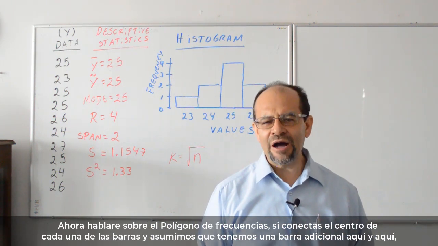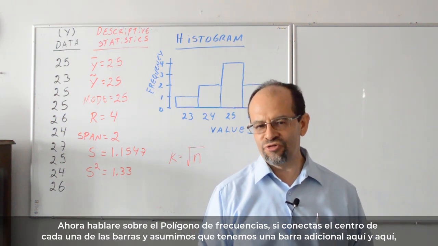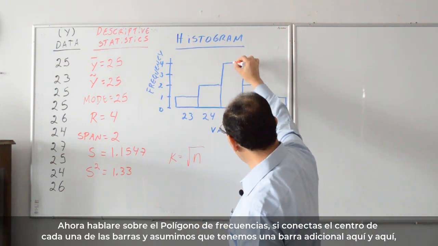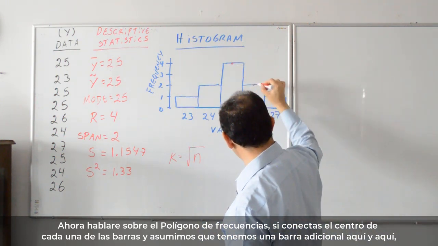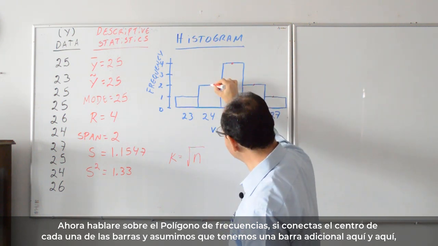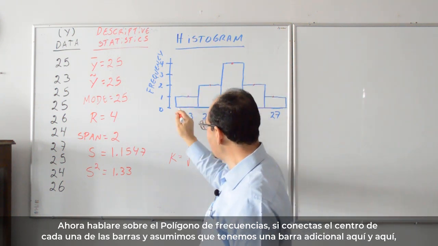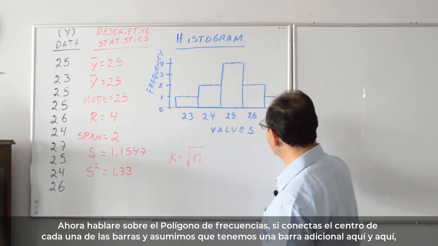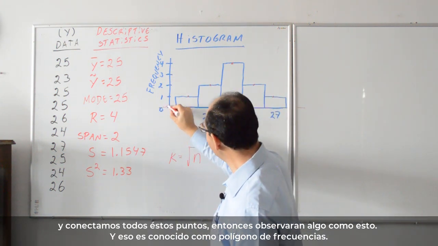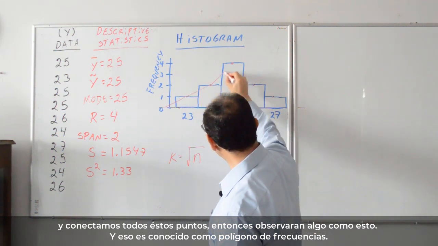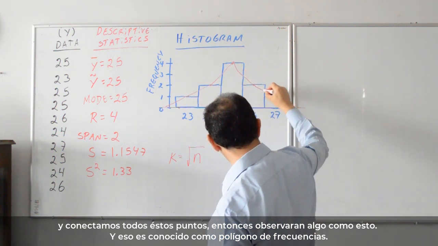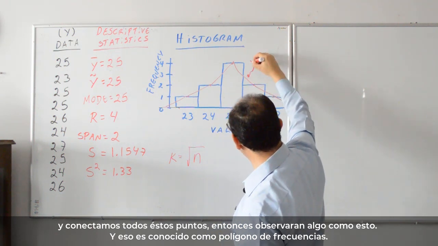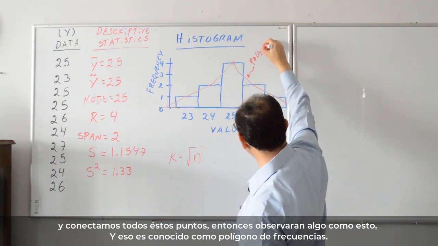Now let me talk about the polygon of frequencies. If you connect the center of each of the bars, and we are assuming that we are having one additional bar here, and you connect everything there, then you will observe something like this, and that is known as the polygon of frequencies.